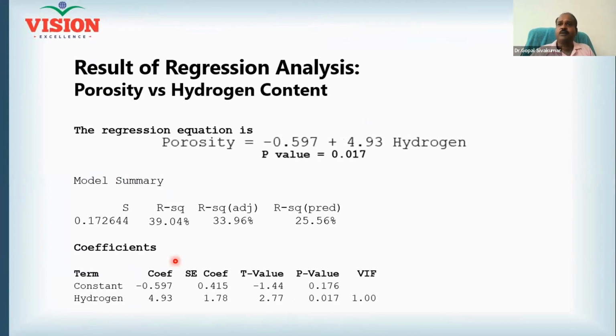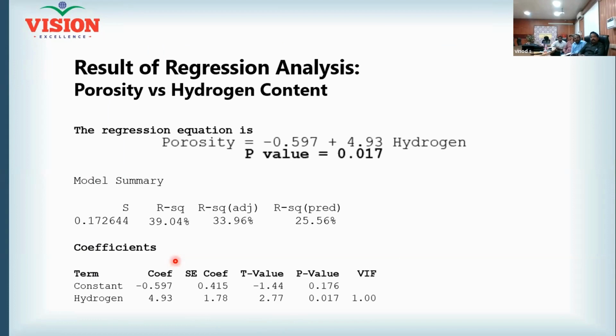Now look at the p-value. What is this p-value telling? Less than 0.05 or more than 0.05? Less than 0.05. That means your suspect is correct. Whatever the experts in the brainstorming team suggested is correct. Hydrogen content is actually influencing the porosity. That is confirmed.